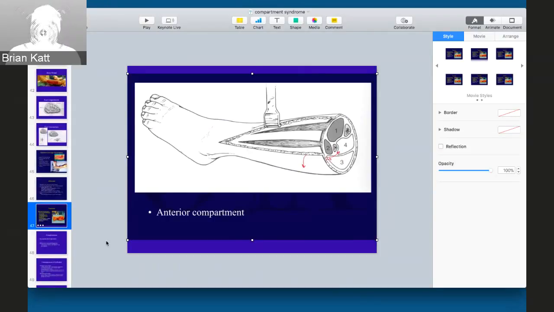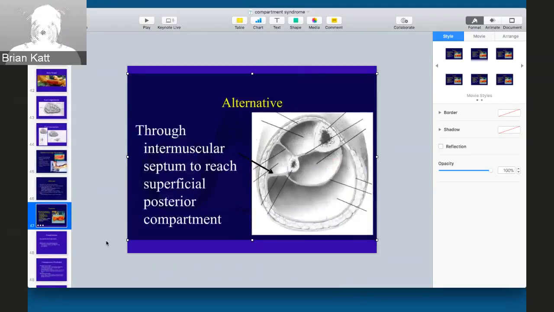Okay? So single incision. Now, there was an alternative to go through the intramuscular septum here to get into the superficial posterior compartment. So you come laterally here, and then instead of making a separate incision here under the flap, you can kind of come through and open the fascia this way.